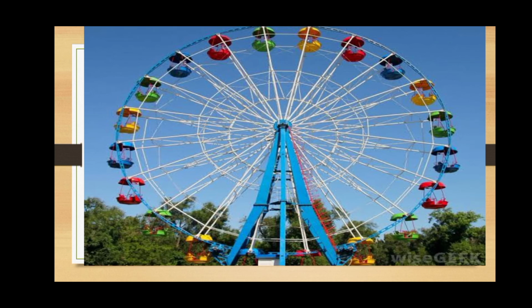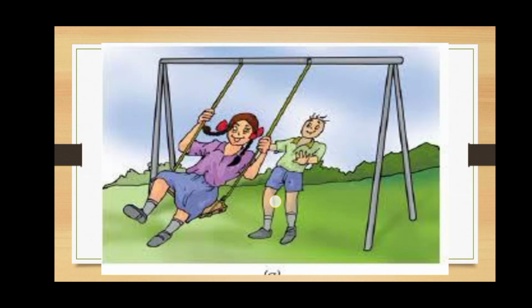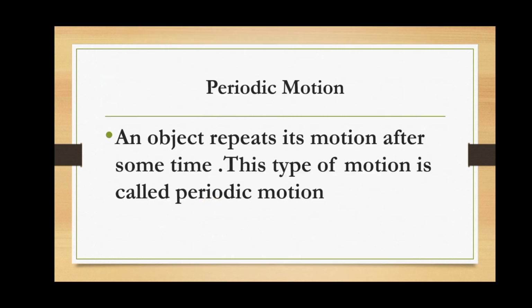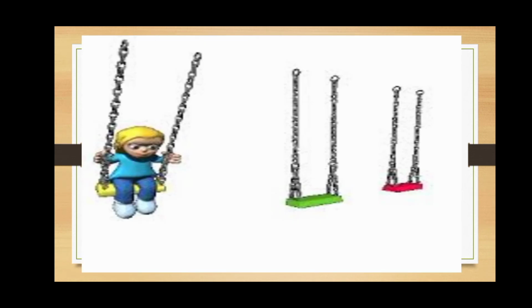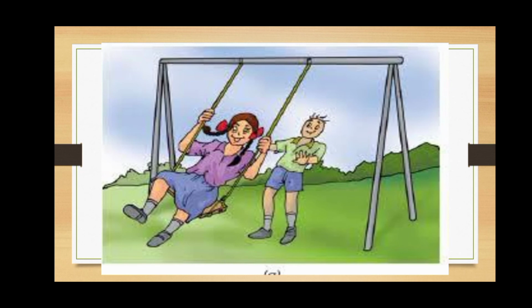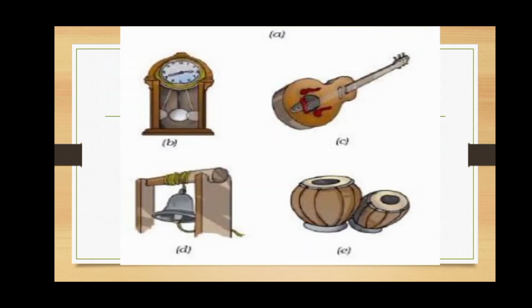are in circular motion. In some cases, an object repeats its motion after some time. This type of motion is called periodic motion. Examples: the motion of a child on a swing, the strings of a guitar or the surface of a drum being played, and the motion of a pendulum are all periodic motion.